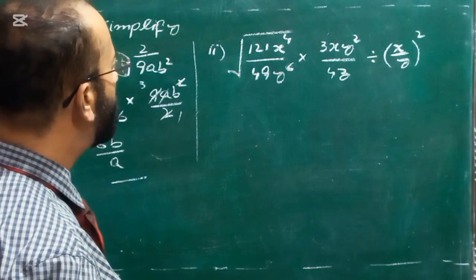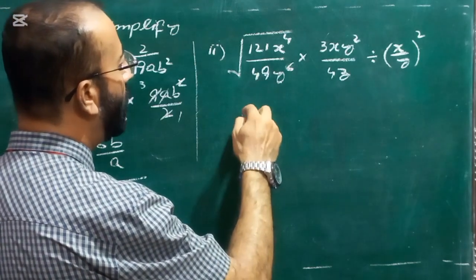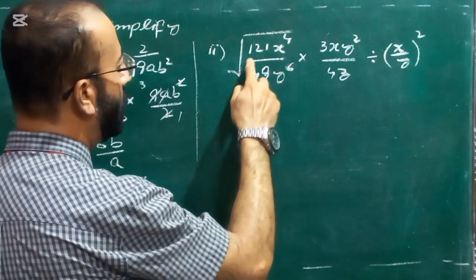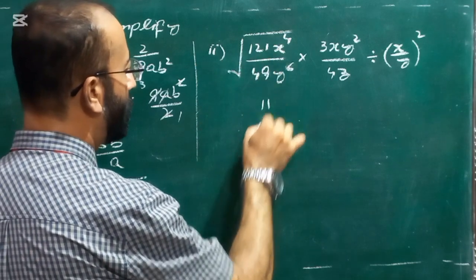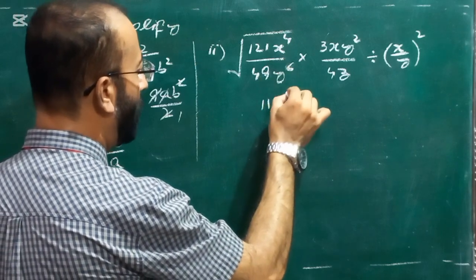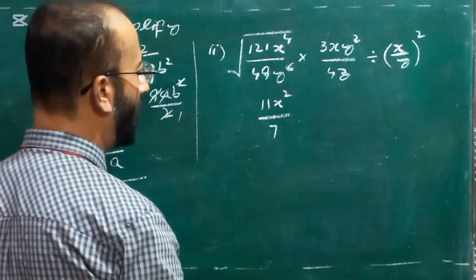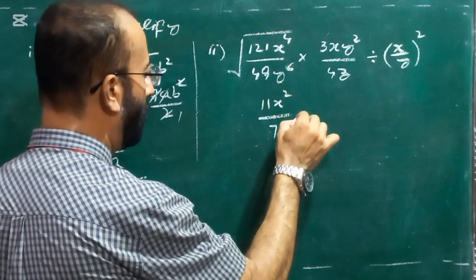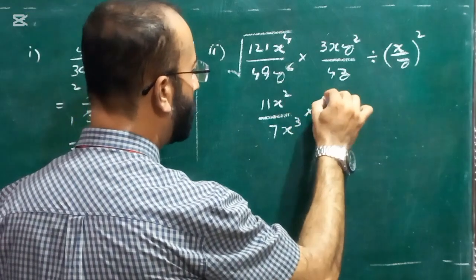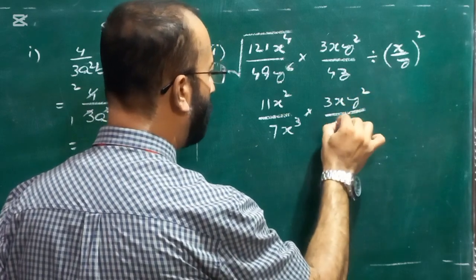Now come to this question. Look now, 121 x4 full square root is there. So 121 is the square of 11, and x4 is the square of x square. In the denominator, 49 is the square of 7, and y6 is the square of y3. The remaining portion will remain as it is, 3x y square over 4z.